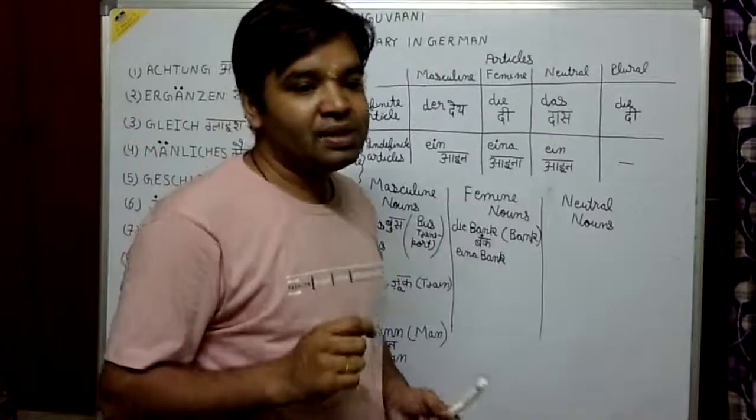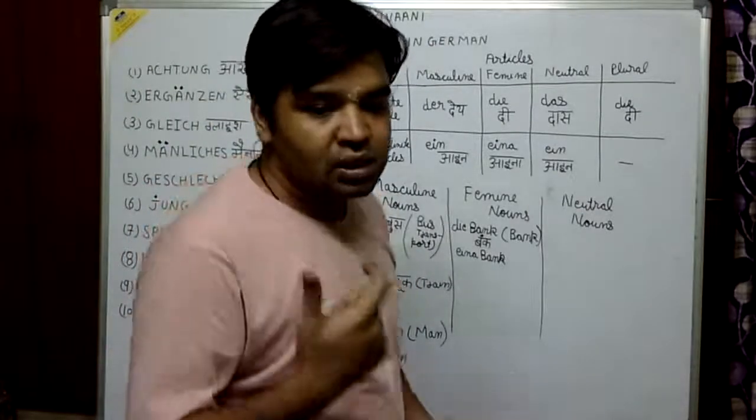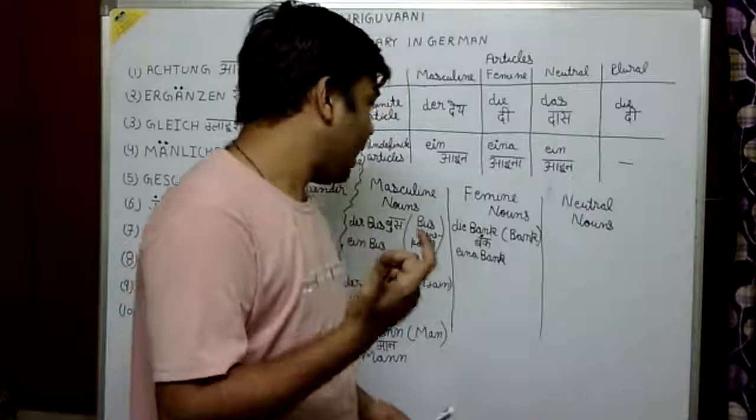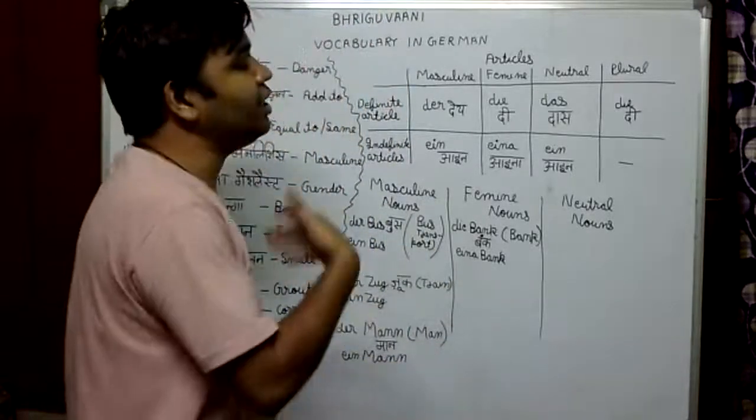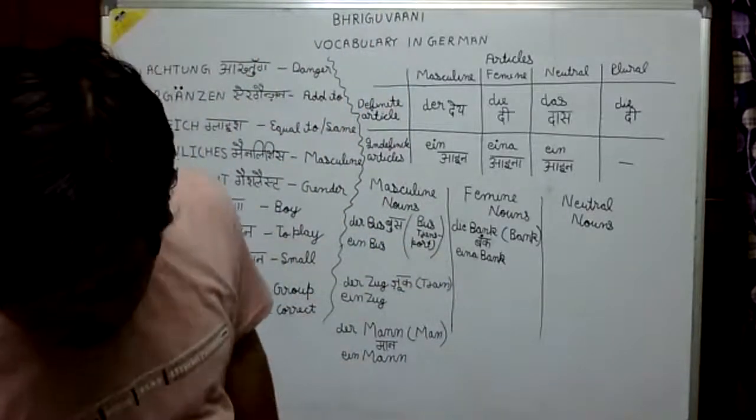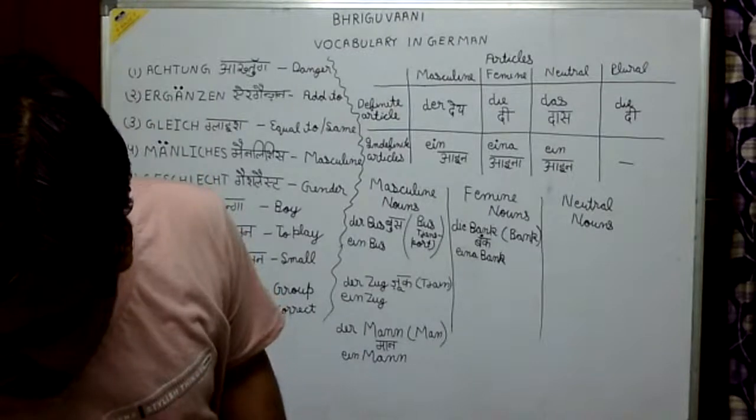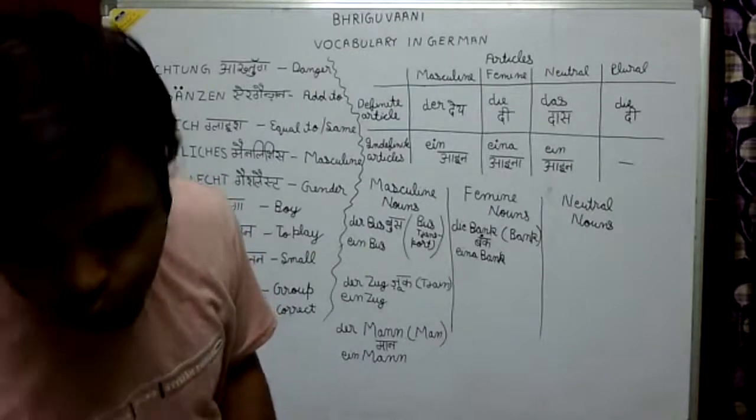I will try myself to explain as clear as I can. Eine Bank. So the next word we have is Uhr.